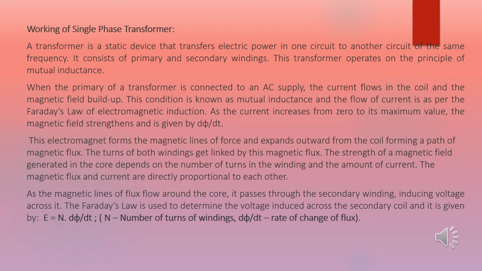As the magnetic lines of flux flow around the core, they pass to the secondary winding. This will induce a voltage across the secondary winding. For determining the voltage induced in the secondary winding, we utilize Faraday's law of electromagnetic induction. It is given by the equation E equals n into d phi by dt, where n is the number of turns of winding and d phi by dt is the rate of change of flux. So this is how a single phase transformer works.